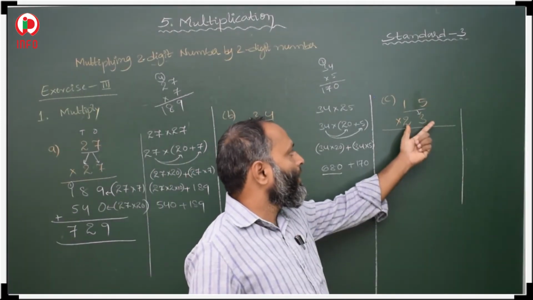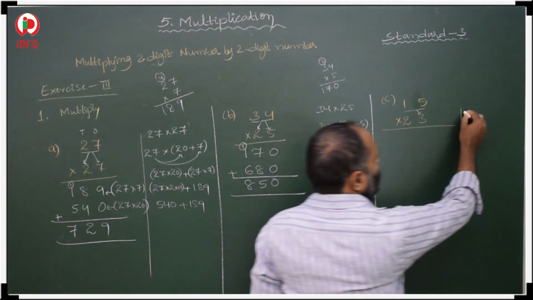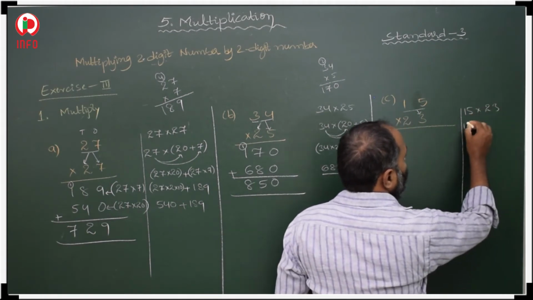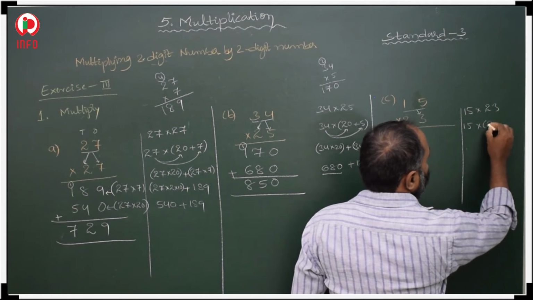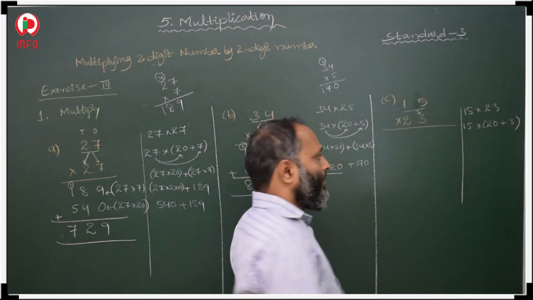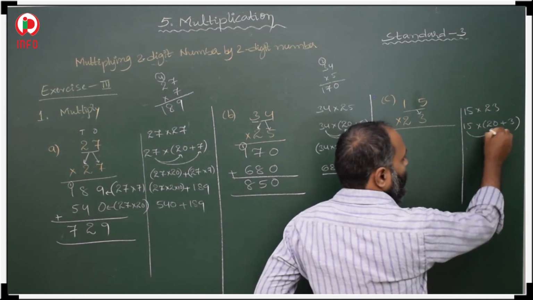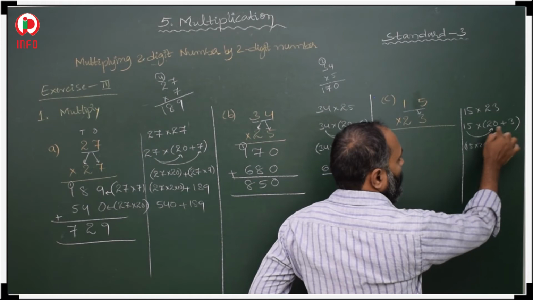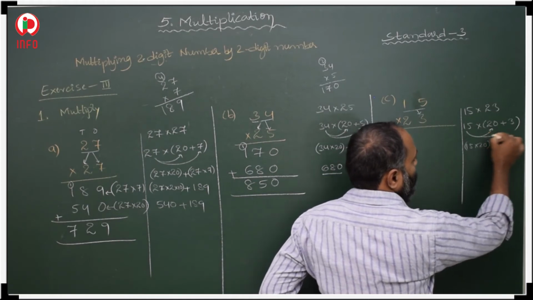Now 15 into 23, that is 15 into 23. 23 means 20 plus 3. Now 15 with 20, distributive property. 15 into 20 again plus 15 into 3.